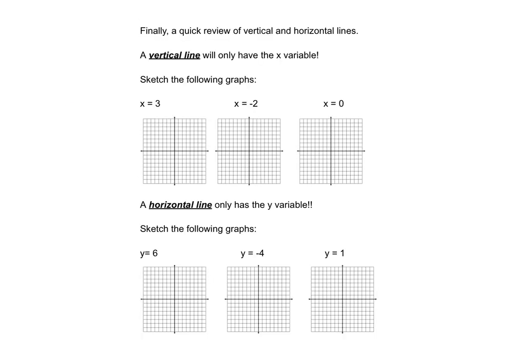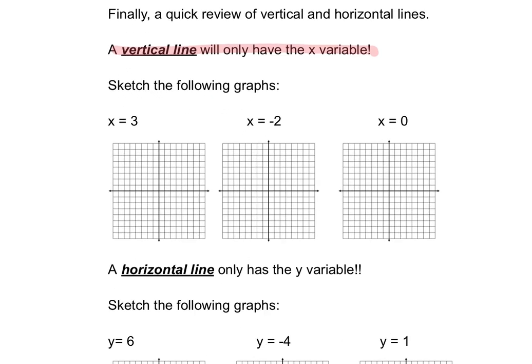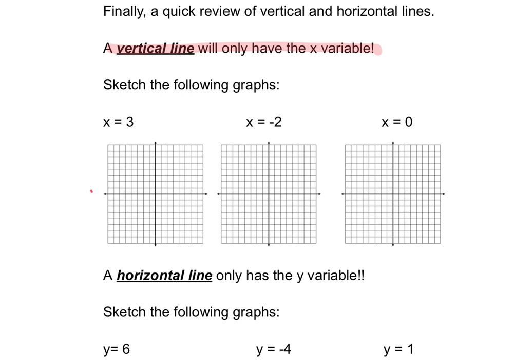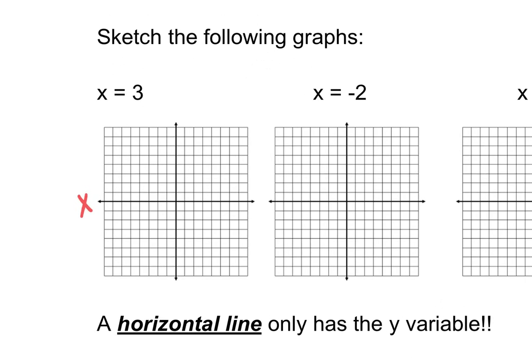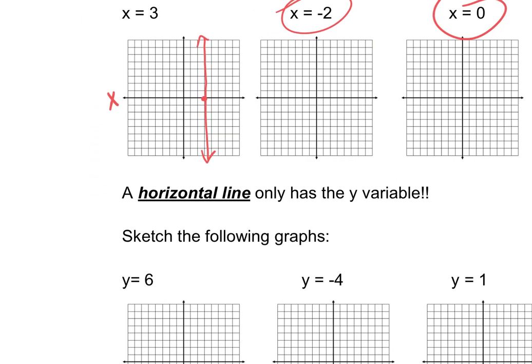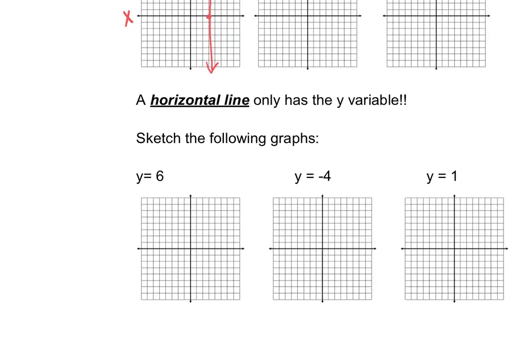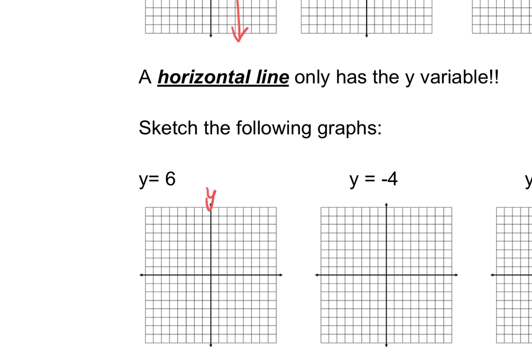And then the last thing is a quick review of vertical and horizontal lines, remembering that a vertical line will only have the x variable. So if you have just x equals 3, that means I'm going to go to my x-axis, go to 3, and have a vertical line through that. Go ahead and finish these next 2 as well. It's going to follow the same idea. And then a horizontal line only has the y variable, y equals 6, y equals -4. So we are going to go to the y-axis, find 6, and draw our horizontal line.